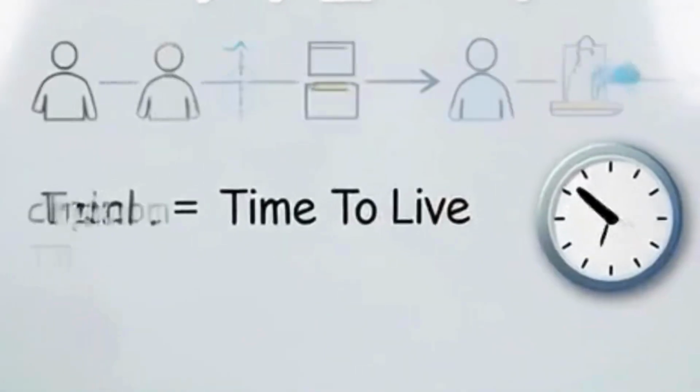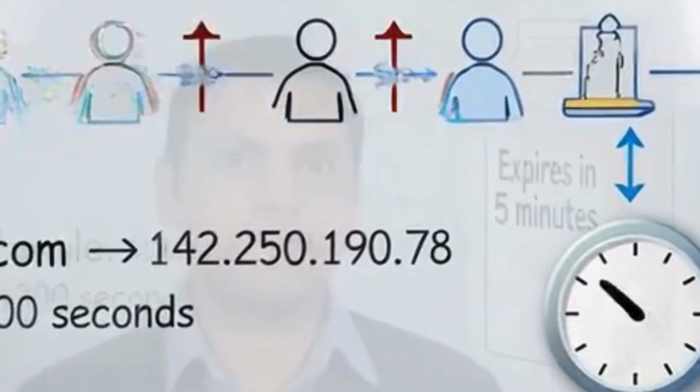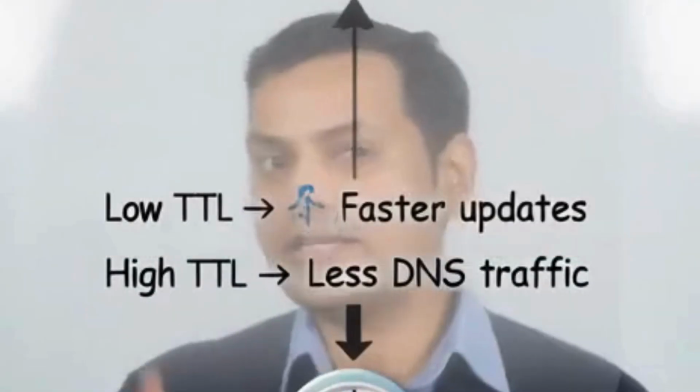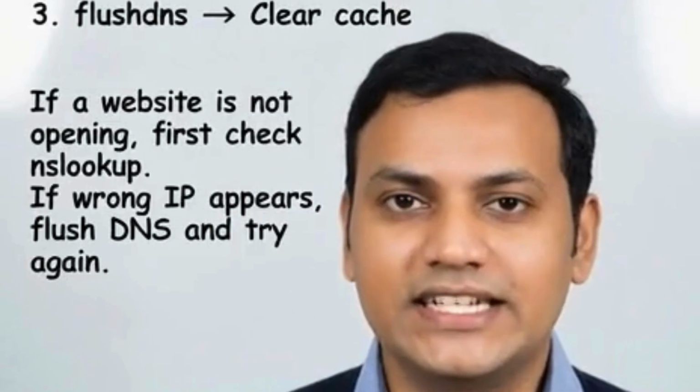Do you know why a website sometimes shows old IP addresses even after you change the DNS record? TTL tells how long a DNS record should be cached before it expires. Same with DNS. Let's troubleshoot DNS issues.